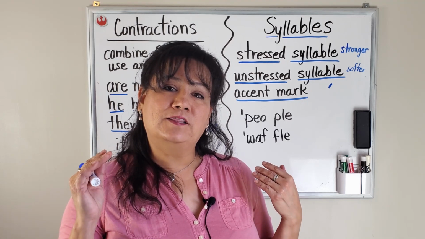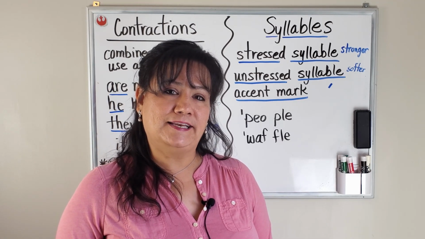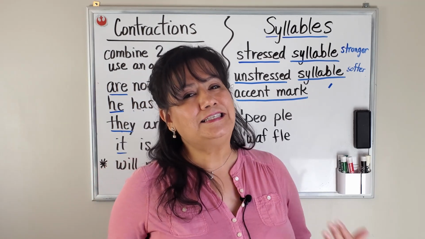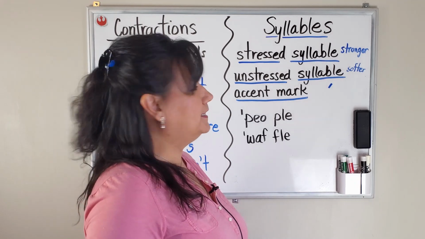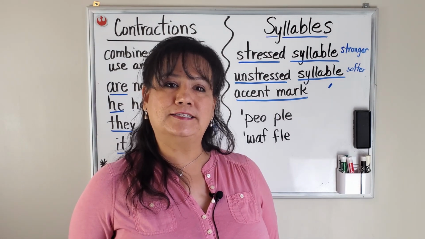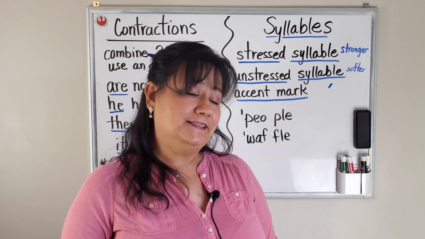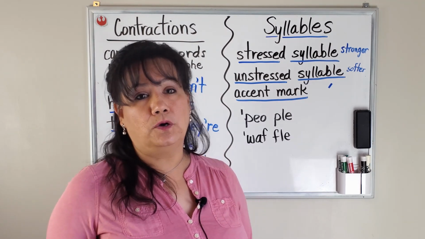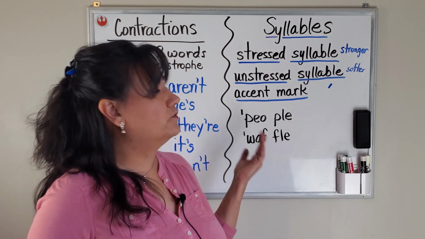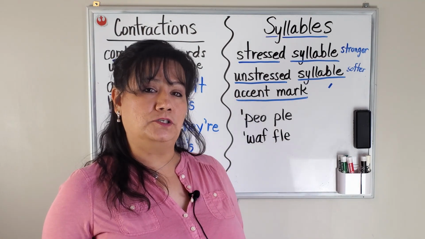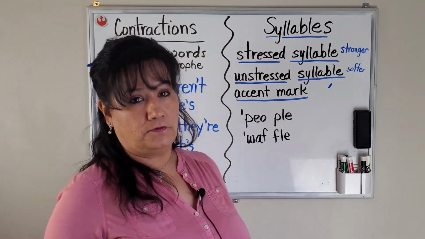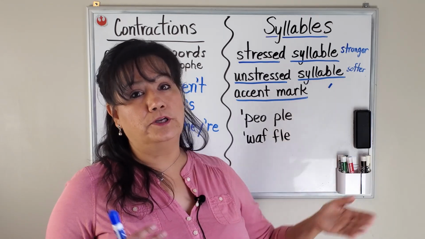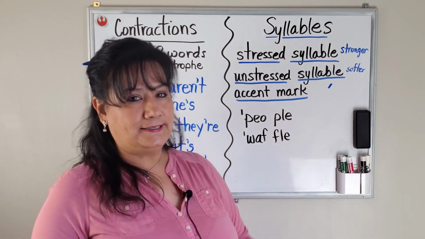So the person on the video does such a good job explaining it that I'm going to let them explain it, so that you can understand a little bit more and you can see it, because it's very hard to see or to feel the stressed and unstressed syllable. But basically, this is all it's talking about. We want you to know the difference between the different kinds of syllables, stressed and unstressed, stronger and softer, and of course, introduce a new punctuation mark, or a new mark, which is called an accent mark.